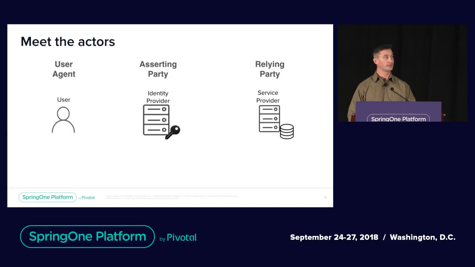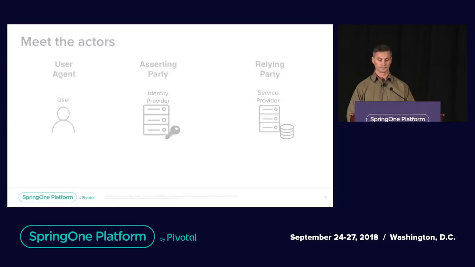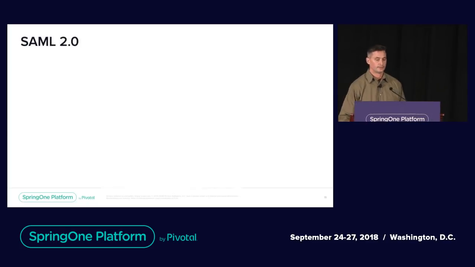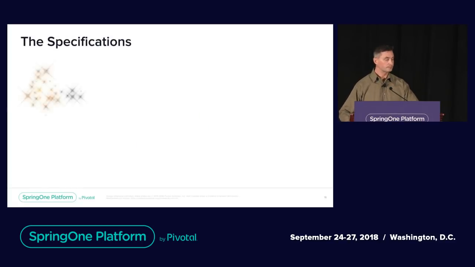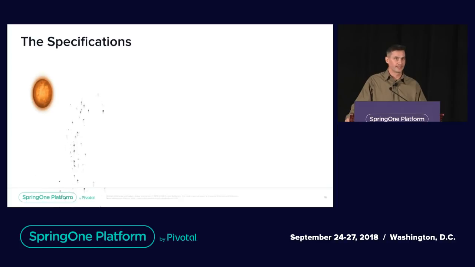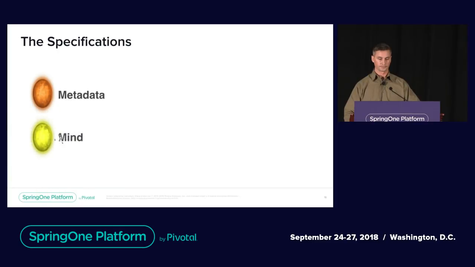So we're going to bring up the speed a little bit. We need a lot of things to get SAML done. It is not an easy specification to pick up. As a matter of fact, it is 5 specifications. The first one is the metadata specification. This simply defines the rules for who an identity provider is or a service provider.